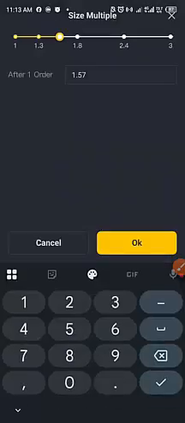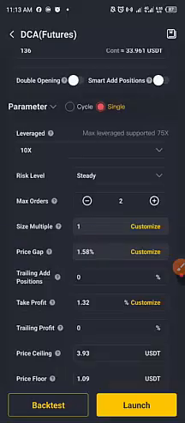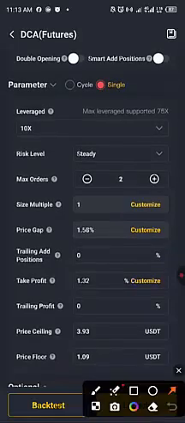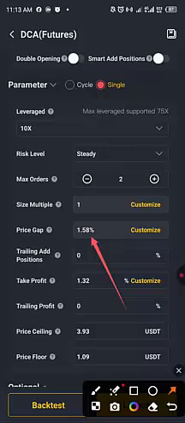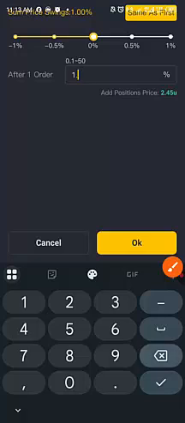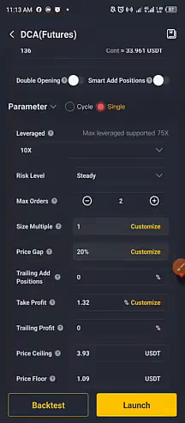Right now it's on 1.57. Change it to 1. All right, click OK, and then your price gap, this is price gap right here. Price gap, change it to 20%. I always like to use 20%. Like I said, it's not a trading video, but that simply means if the price goes in the other direction to your position, it gives it 20% movement before it takes another position. It's called DCA, dollar cost average.